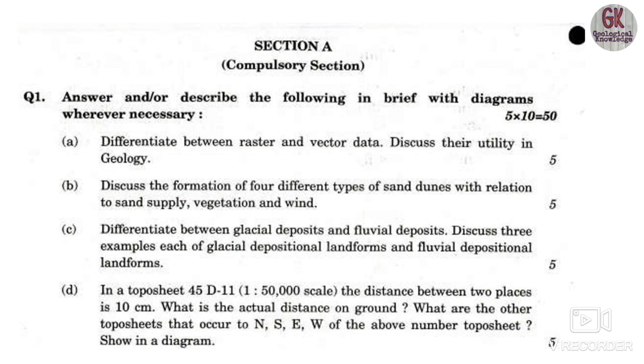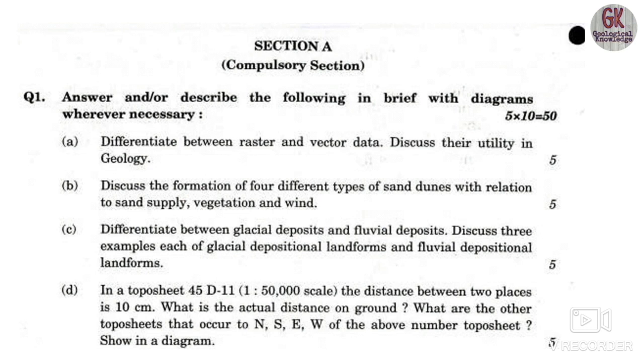Question number C is that you have to differentiate between glacial deposits and fluvial deposits, means what are the differences between the glacial and the fluvial deposits. Discuss 3 examples each of the glacial depositional environment and the fluvial depositional environment. Means what are the processes of their formation and how they are forming, what are the other characteristic properties or the factors which are important in deciding the erosional pattern, the abrasion pattern or the deposition pattern. So all that you have to discuss in detail.